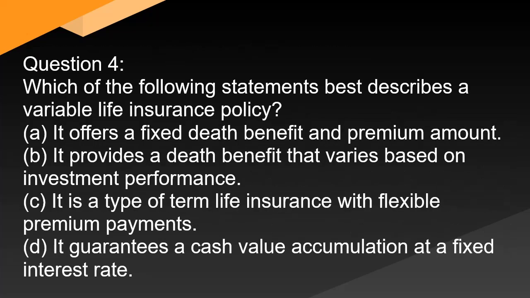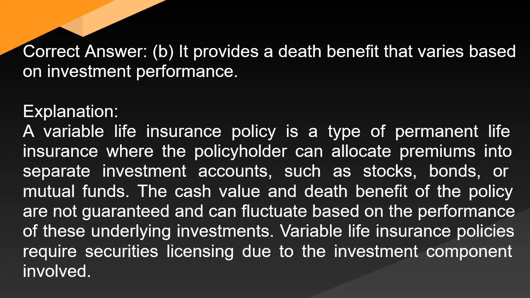Question 4. Which of the following statements best describes a variable life insurance policy? A. It offers a fixed death benefit and premium amount. B. It provides a death benefit that varies based on investment performance. C. It is a type of term life insurance with flexible premium payments. D. It guarantees a cash value accumulation at a fixed interest rate. Correct answer: B. It provides a death benefit that varies based on investment performance.